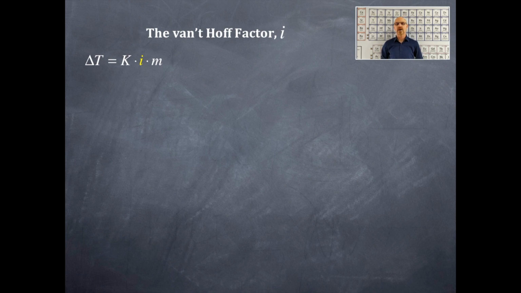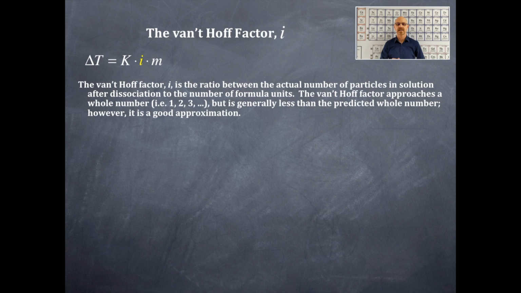So today we're talking about the van 't Hoff factor. Let's figure out what that is. The van 't Hoff factor, i, is the ratio between the actual number of particles in solution after dissociation to the number of formula units.